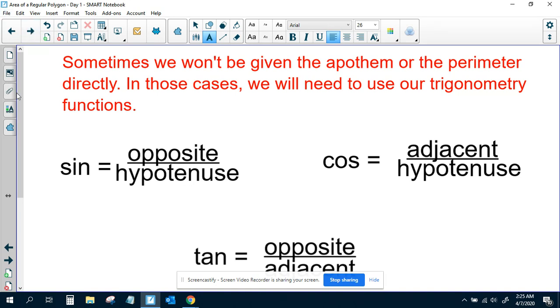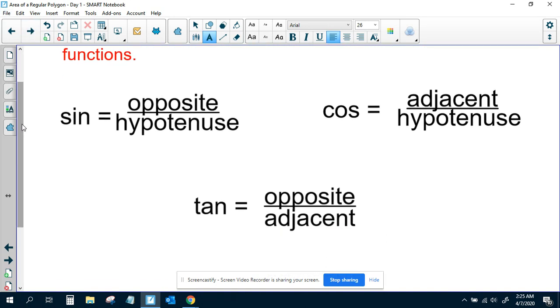Okay, so if you recall from a couple of months ago, our trig functions are sine, cosine, and tangent that we're using. Sine is equal to the opposite leg over the hypotenuse. Cosine is equal to the adjacent leg over the hypotenuse. And tangent is equal to the opposite leg over the adjacent leg. Okay. And I know it's been a while since we've done this, so we're going to go pretty slowly through this just to get you back into the groove.